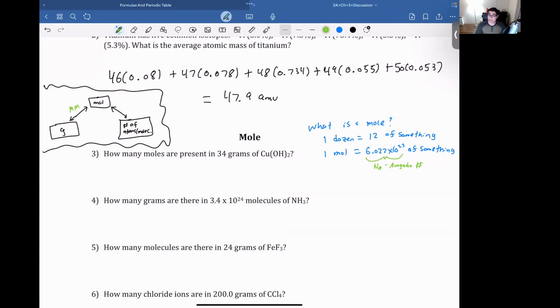Then to convert between moles and number of atoms or molecules, you use Avogadro's number. Because just like a dozen, how do you go from 1 dozen to how many of whatever you have? You multiply by 12, right? That's all it is. For going from moles to number of things, you multiply by Avogadro's number, which is just how many things are in a mole, just like how many things are in a dozen, which is 12.